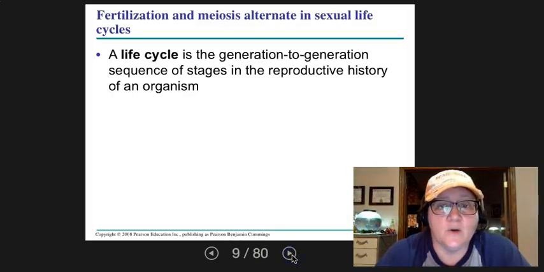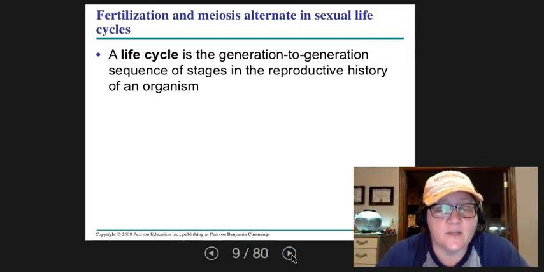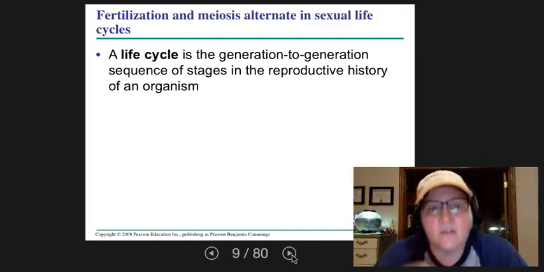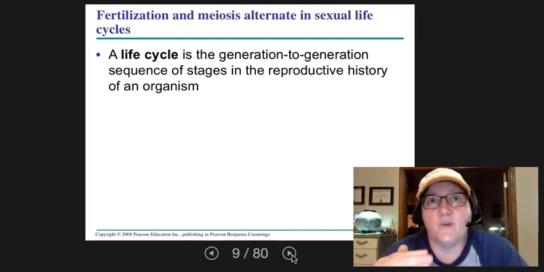Okay, so I'm going to jump back right now into sexual reproduction. We'll look at the asexual cycle again in a little bit, but we need to talk about life cycle. And life cycle is the generation to generation stages that is a reproductive history of an organism. So it's the genes that you got from your parents, who came from their parents, who came from their parents, who came from their parents.